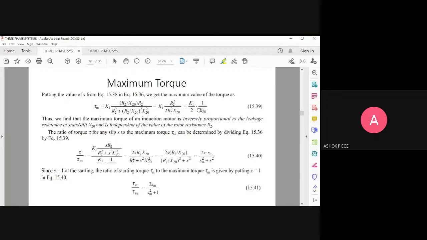So the maximum torque is proportional to 1 by X2 naught. It is inversely proportional to the leakage reactance at standstill. X2 naught, as I told you, with the suffix 0 means the motor is not running, it is at standstill. So maximum torque is produced when the reactance is minimum. You see that the maximum torque is independent of R2. The expression for tau m does not contain R2. So maximum torque does not depend on R2. It depends only on X2 naught, and is inversely proportional to it. So if I want maximum torque, my reactance should be minimum.